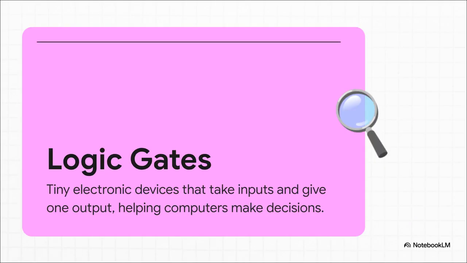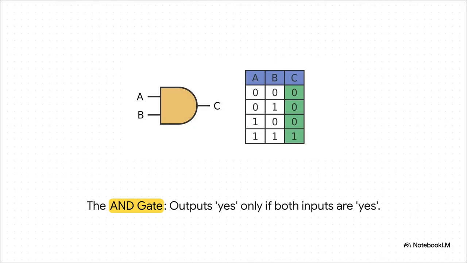Now, when you combine these tiny transistor switches in clever ways, you create something called a logic gate. These are the real, fundamental building blocks of computation. They're just tiny circuits that take in one or more binary inputs, a few ones and zeros, and produce a single binary output. This is literally how a computer makes a simple yes or no decision. Let's look at a few of the basic ones.